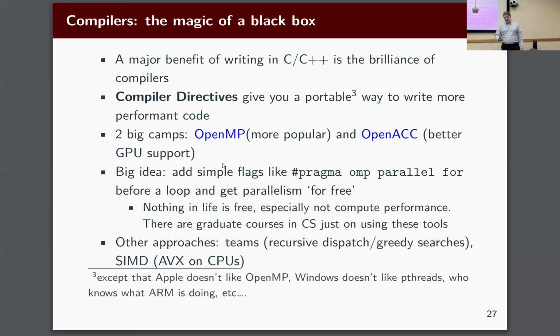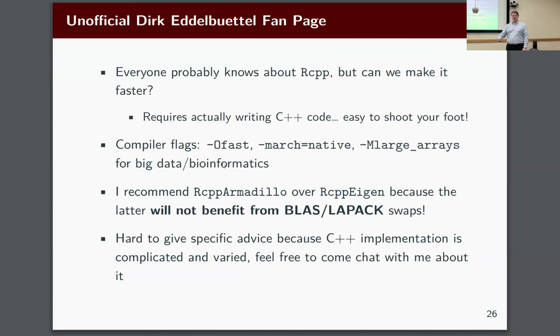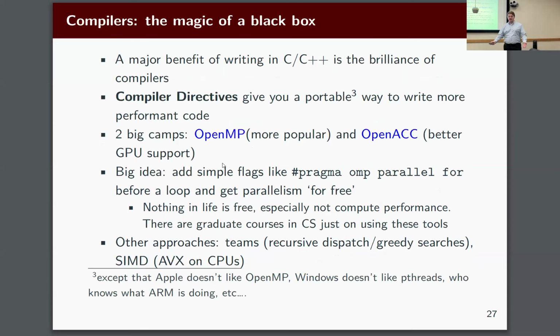And a big benefit of writing C and C++, beyond the fact that Dirk Eddelbuettel has made our lives easy, is that compilers are really smart. And not just for these flags, they have lots of other things they can do too, such as compiler directives. Compiler directives are a portable way to write much more performant code with relatively little changes. You're not actually writing C or C++. You're not changing those things. You're just adding little flags inside the body of your code that tell the compiler some tricks that it's allowed to do to make your code faster.